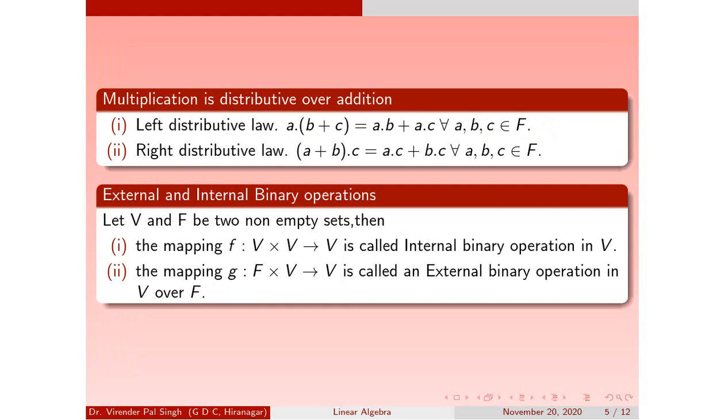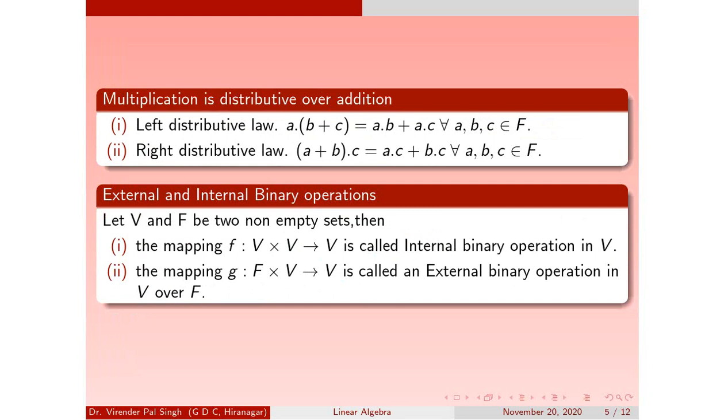Next, 11th property is multiplication is distributive over addition. Multiplication distributes over addition. We have bifurcation into two, one left distributive law and the other is right distributive law. If we multiply from the left side, it is the left distributive law, and if we multiply from the right side, it is the right distributive law. A dot (B plus C) is A dot B plus A dot C. It's very simple. Similarly (A plus B) dot C is A dot C plus B dot C.